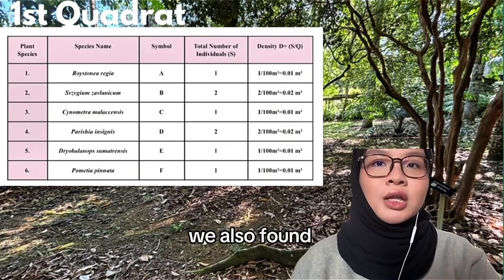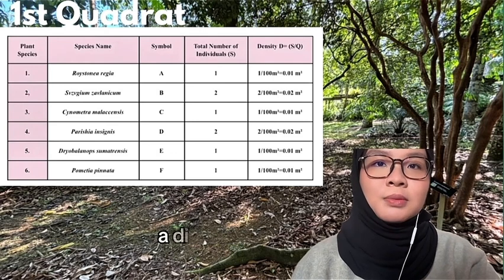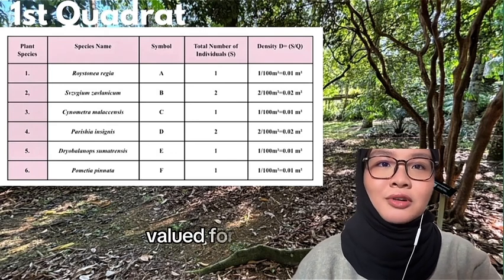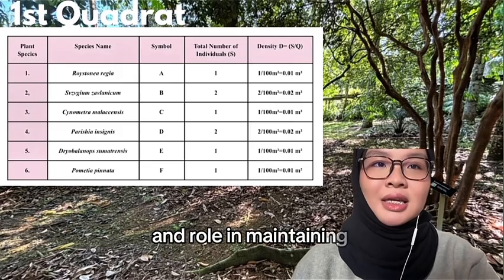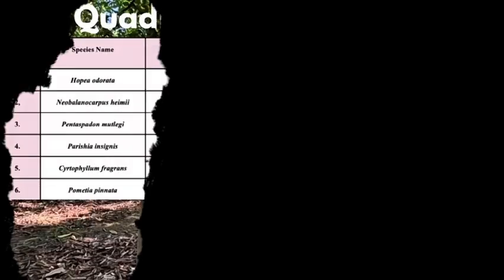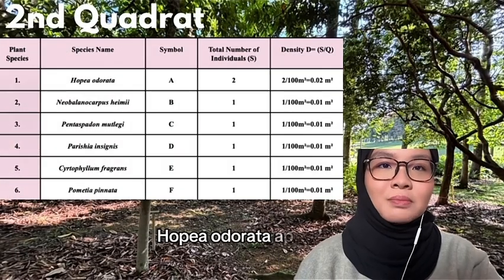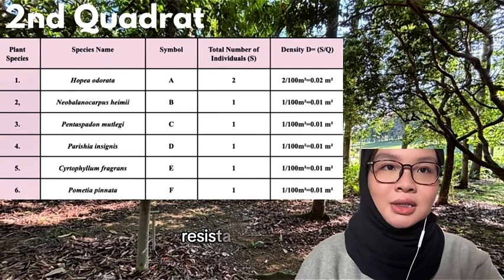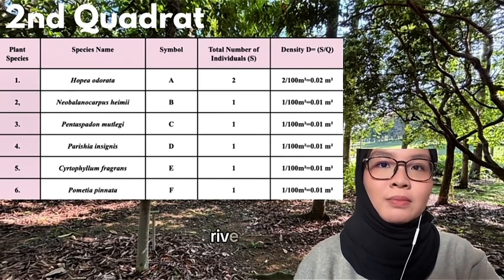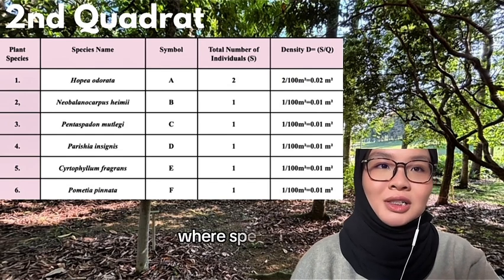We also found Dryobalanopsis sumatranus, a dipterocarp species valued for its hardwood and role in maintaining canopy structure. In Quadrant 2, species like Hopea odorata appeared. This tree is known for its resistance to flood and is often found near riverbanks, showing how abiotic factors like soil moisture can influence where species grow.